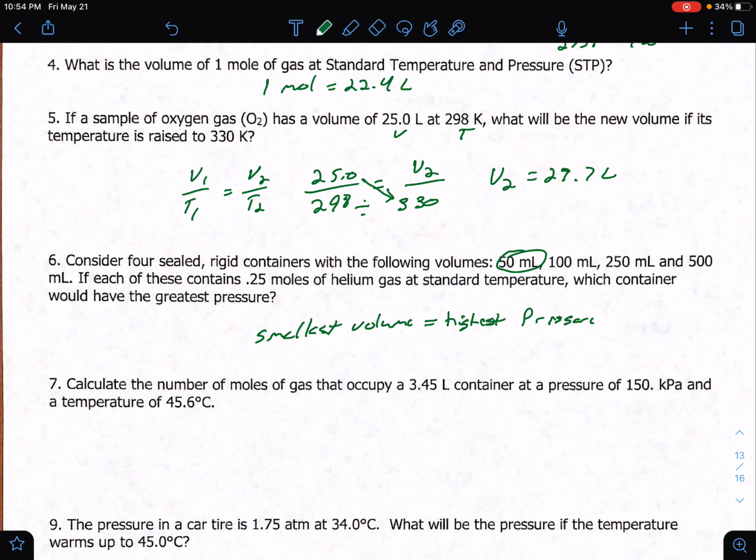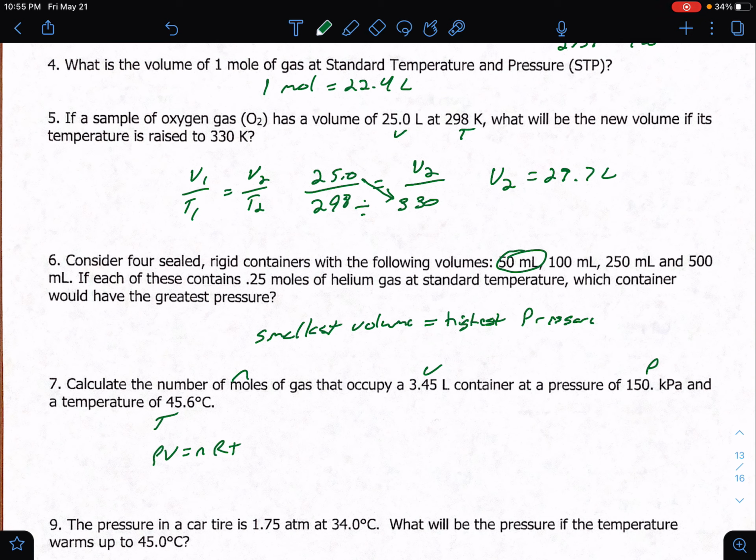Number 7, calculate the number of moles. So I'm looking for n, and the gas occupies 3.5 liters, so I was given V, and a pressure of 150 kPa. Okay, so I was given pressure, and I was given a temperature of 45.6 degrees Celsius. So the only one that uses all 4 is going to be the ideal gas law, which is PV equals nRT.